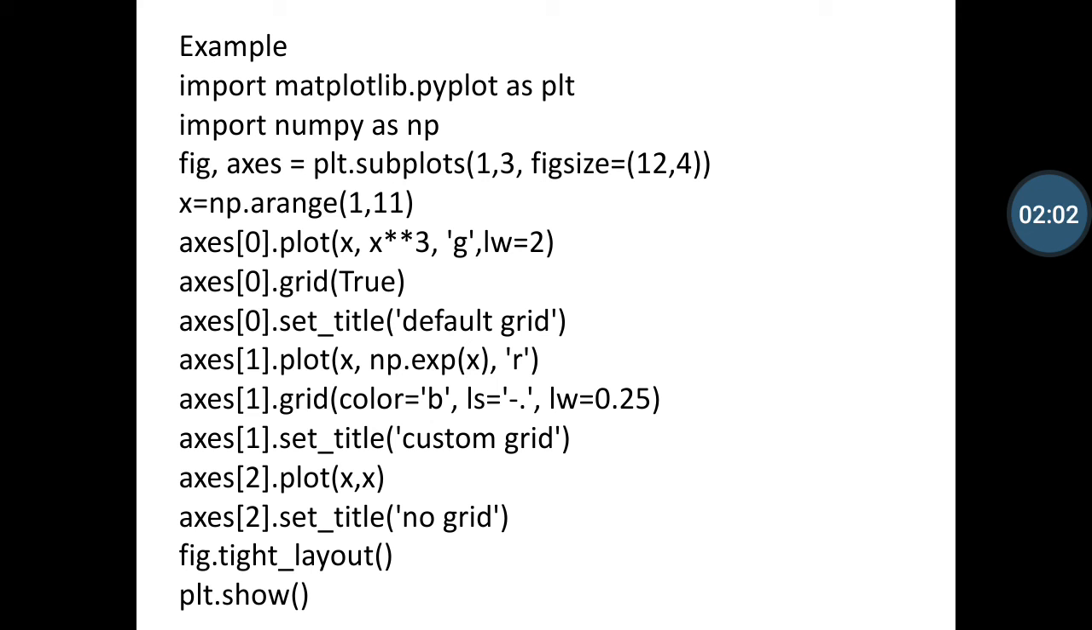At the point of ax1.plot np expression, and then put the variable x, then define the color attribute r. ax1.grid color is equal to blue, ls is equal to dash, it means line is defined in dash, lw is equal to line width 0.25, and ax1.set_title is equal to custom grid.